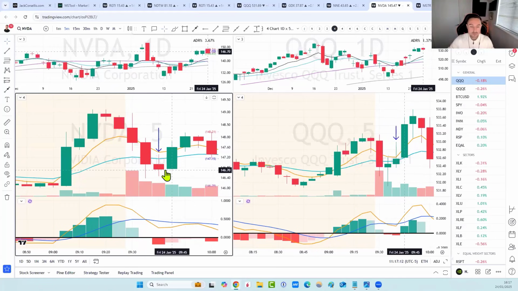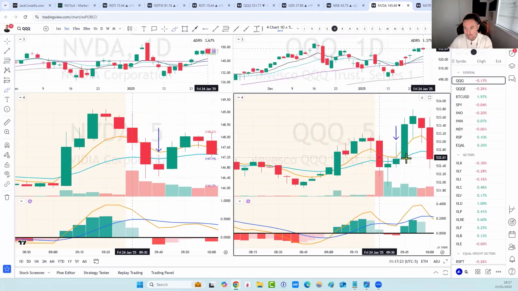With NVIDIA, is there even a rally attempt? There's a feeble little supply shoot. Inside bar supply shoot, but it's down here. It's not even able to breach the high of that prior bar. Look, the high of the prior bar is up here. The high of the prior bar for the Qs is down here. It's been able to breach that.